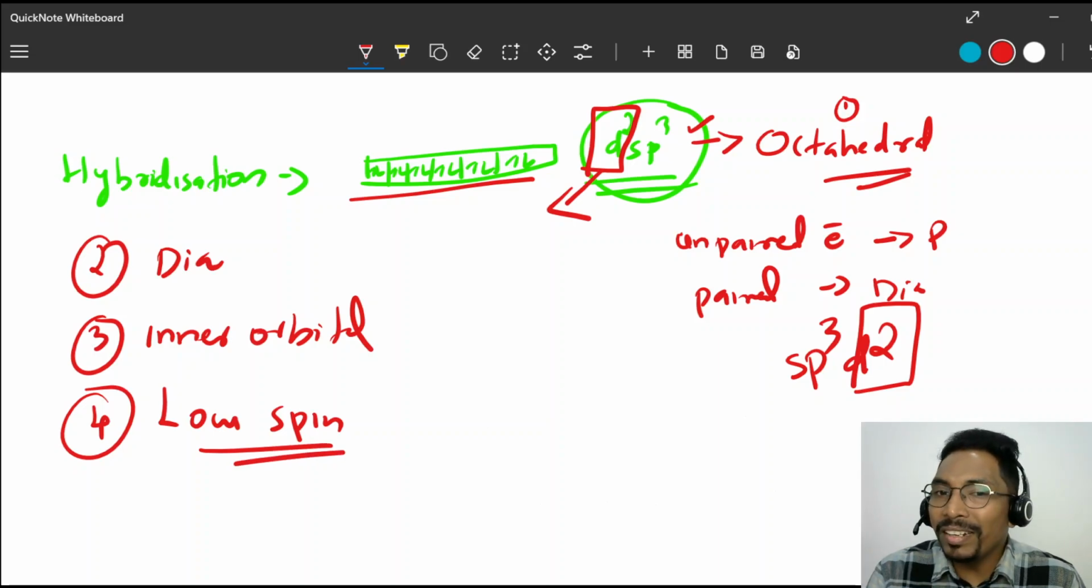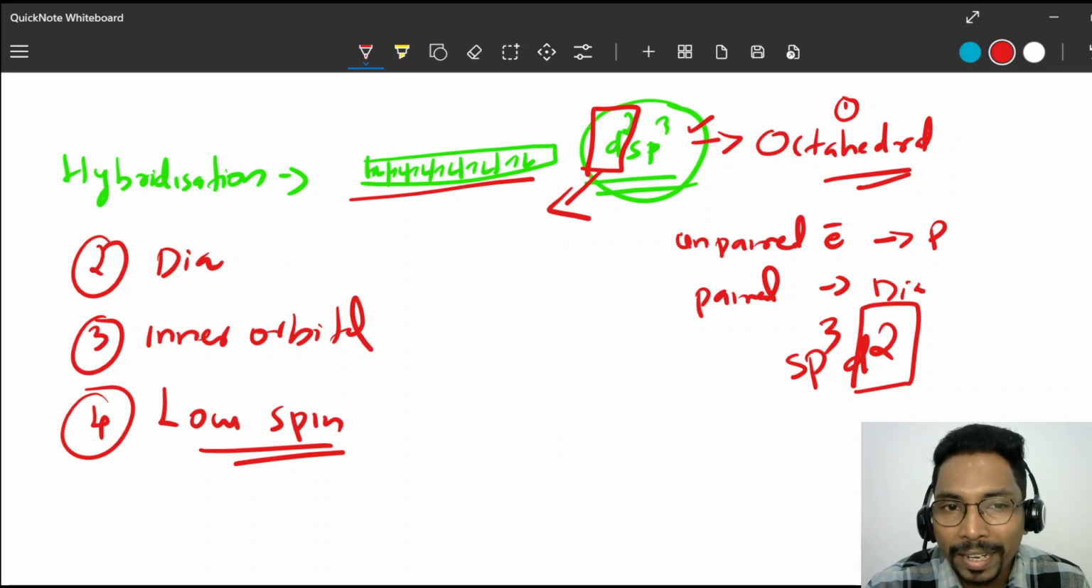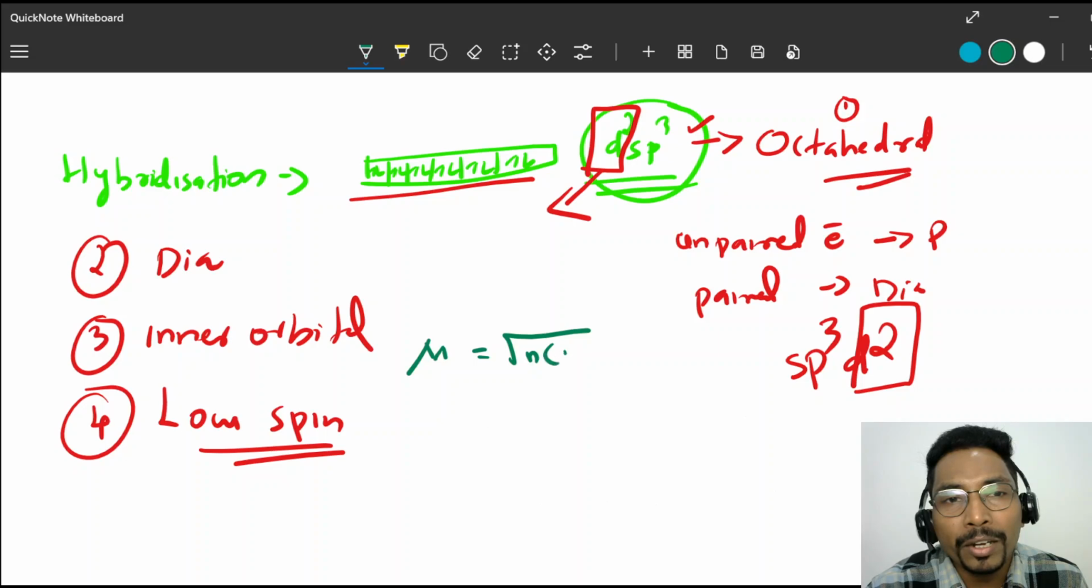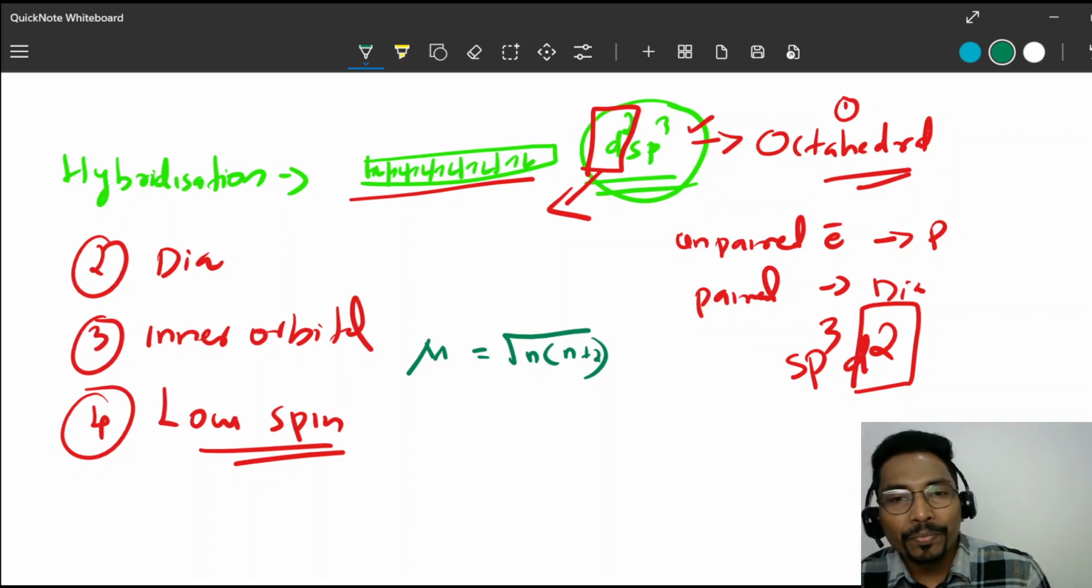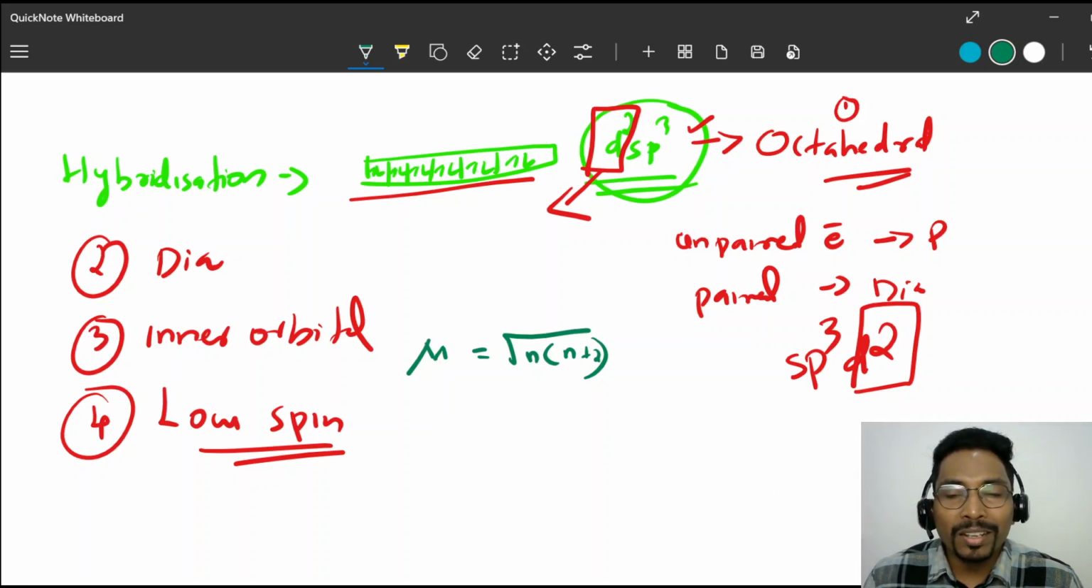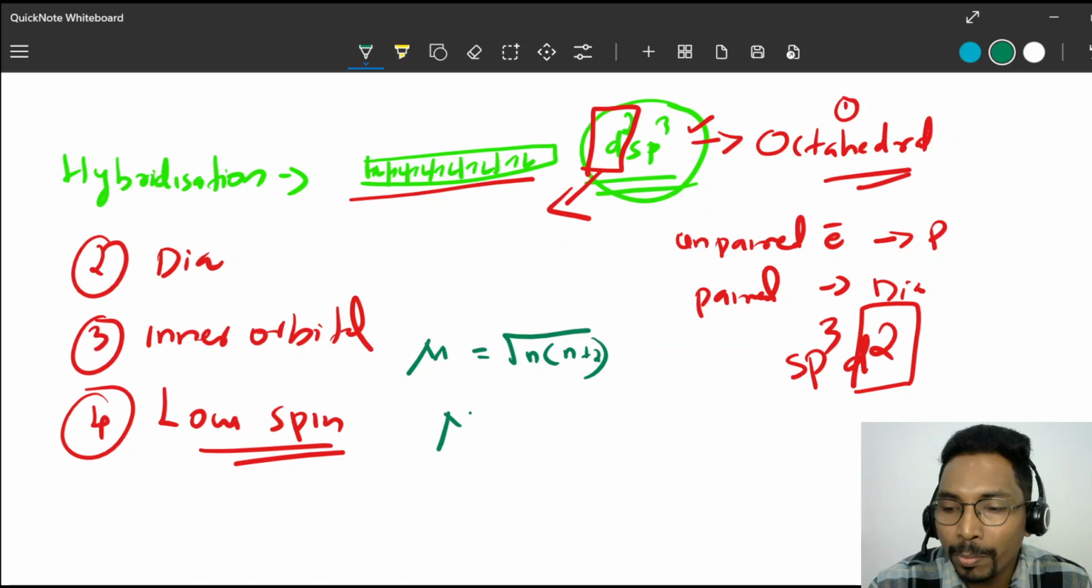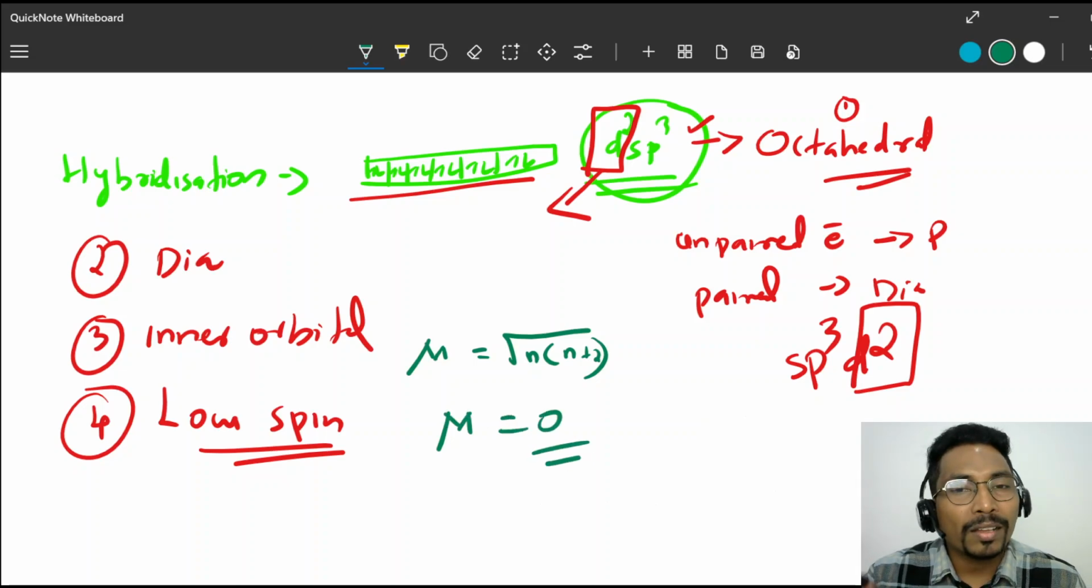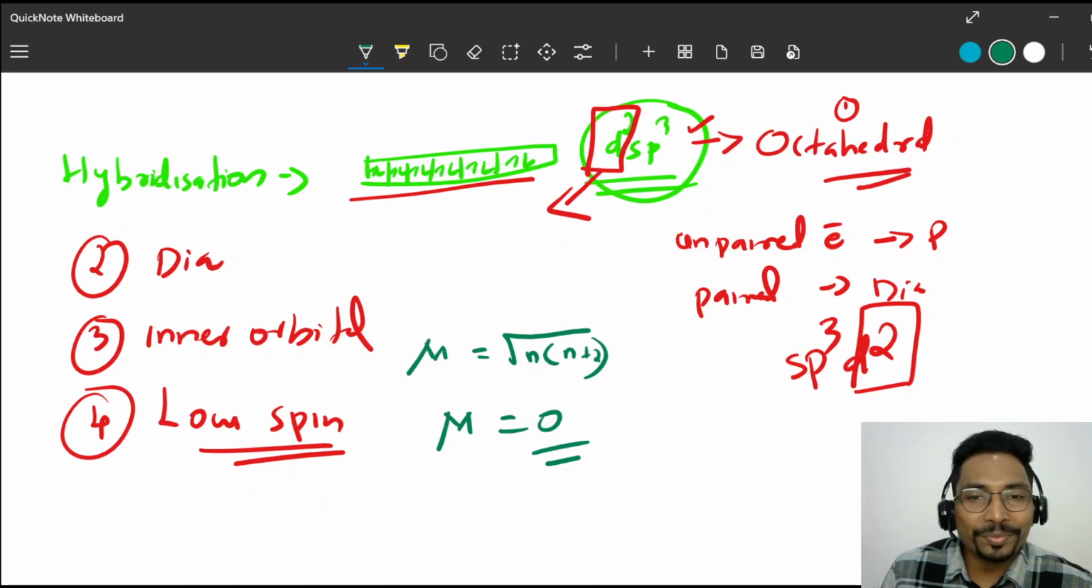And finally, you can find out the magnetic moment. I hope all of you know that formula. We have one equation to find the magnetic moment. Magnetic moment, represented by mu. Mu is equal to root of n into n plus 2. What is n? n is the number of unpaired electrons. So regarding this complex, there is no unpaired electron. So what is the magnetic moment? Mu is equal to 0, because n is 0.